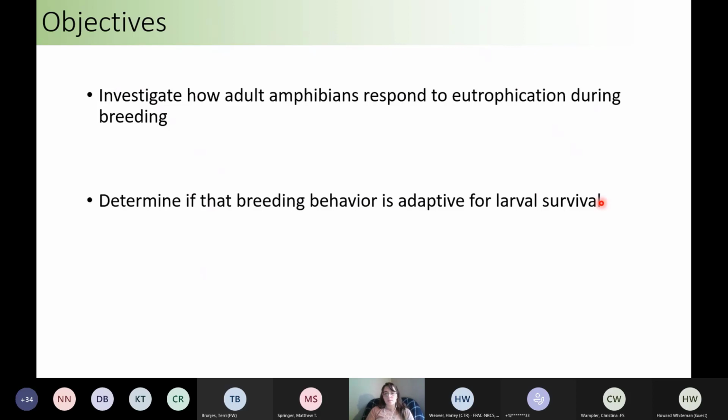So going into this experiment, I had two main objectives. The first being to investigate how adult amphibians respond to eutrophication during their breeding. For this, I used Hyla chrysoscelis, or the Cope's gray tree frog. It's really abundant in Kentucky, and their breeding behaviors are really easily observable. So I was hoping to follow up that half of the experiment and determine if that breeding behavior is adaptive for larval survival. So we wanted to see if the parents were making the correct choice.